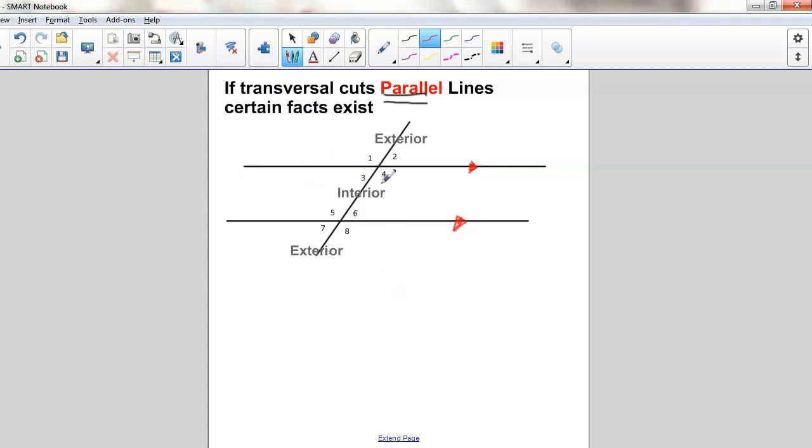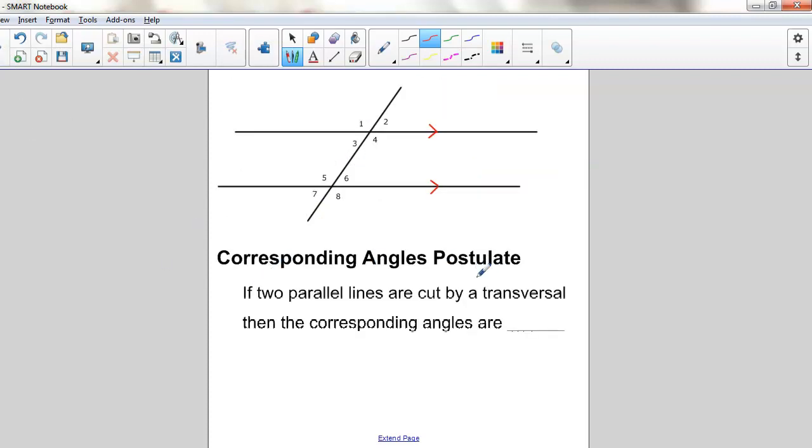You've got the inside: 3, 4, 5, and 6 are angles that are on the interior. 1, 2, 7, and 8 are angles that are on the exterior. So, the corresponding angles postulate. You know what corresponding angles are. For example, angle 1 corresponds to angle 5 in this picture. Angle 1 and angle 5 are corresponding angles. When lines are parallel and they're cut by a transversal, that means that corresponding angles are going to be congruent.